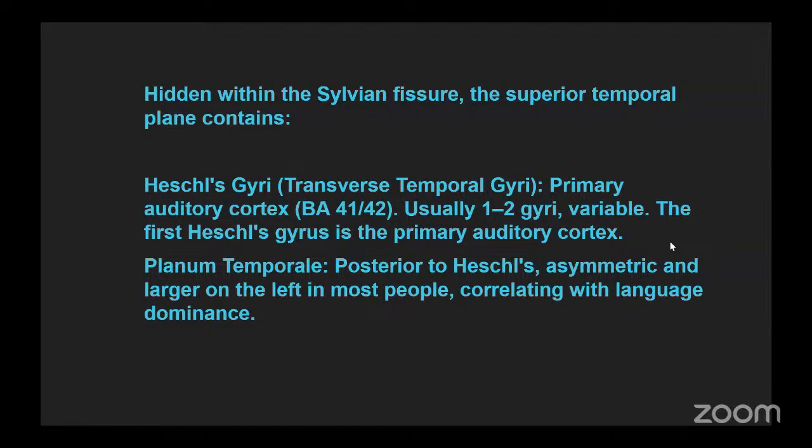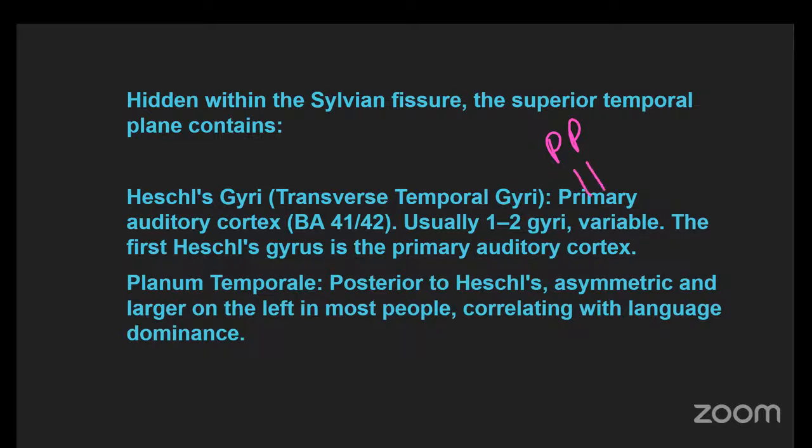So once we open the Sylvian fissure wide for our dissection, not during surgery, for our dissection, then the superior temporal area is going to contain two or three very important structures. Starting from anterior, we are going to find planum polare. After planum polare, we are going to find Heschl's gyri. After Heschl's gyri, we are going to find the planum temporale. And around the planum polare, there's a very important structure that runs, that is MCA.